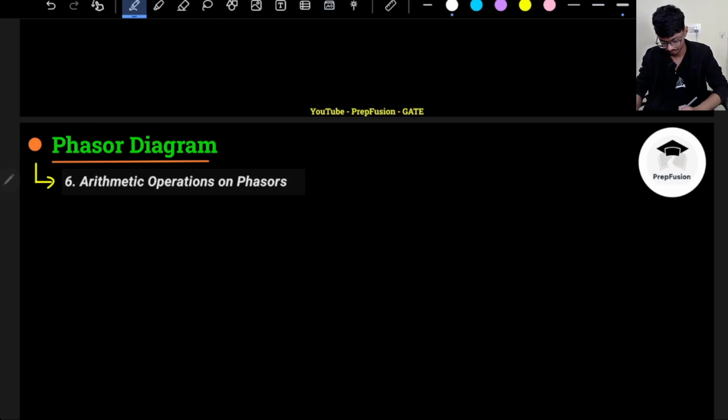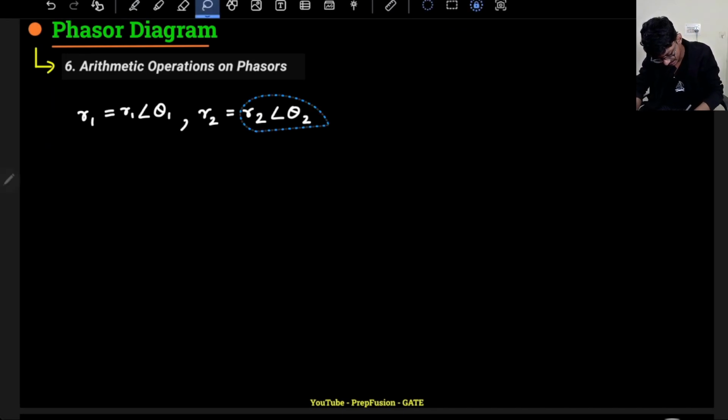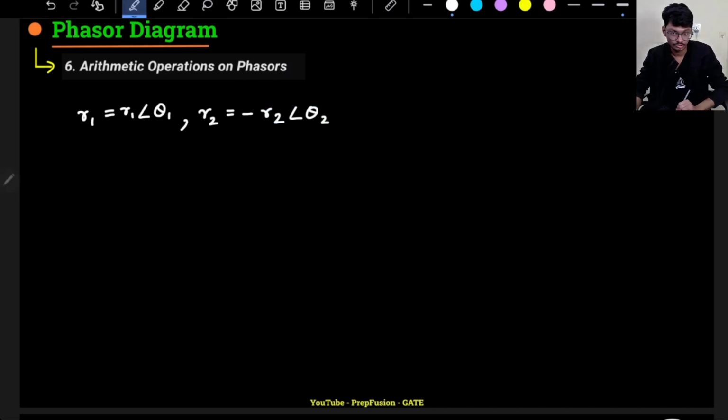So my R1 is R1 angle theta 1, my R2 is R2 angle theta 2. Okay, just hold on a second, I will drink a bit of water. So let's assume that this is negative, it is minus. So now how will you multiply? The better thing would be to first convert it into standard format.